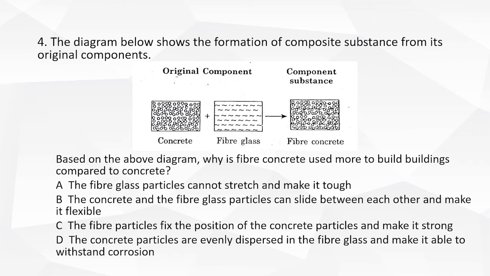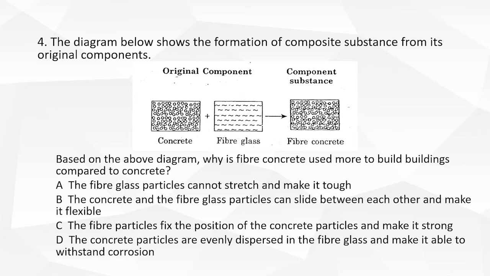Option A is the fiberglass particles cannot strengthen and make it tough. This statement is incorrect because fiberglass has high tensile strength. Let us see option B. It says that the concrete and the fiberglass particles can slide between each other and make it flexible. This choice is confirmed wrong. Since we want to build a building, how can the building be flexible? It is not making sense.